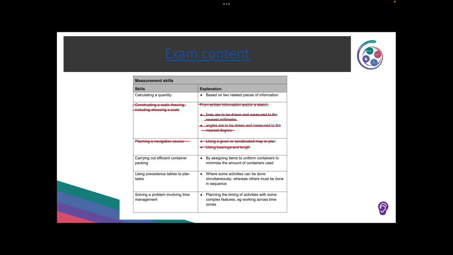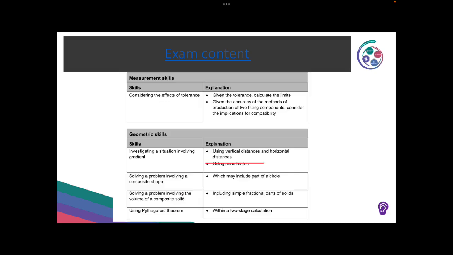Carrying out efficient container packing, still included in there, so they're big questions that you know are going to come up. Using precedence tables to plan tasks, again, nice straightforward kind of question for us to make sure we can do. Solving a problem involving time management, so you could get one of those questions where you have to deal with the time zone and the time intervals. Considering the effects of tolerance is still included.